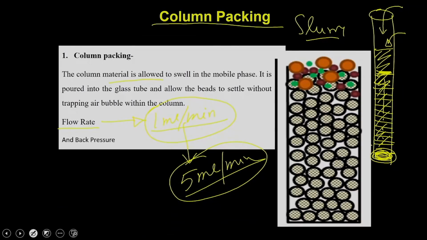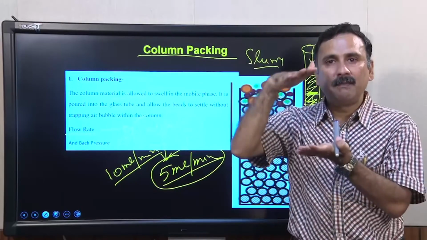For example, if I start running this column at 10 ml per minute, when it is recommended to run it at 1 ml per minute, this means you are applying a lot of pressure onto this column. Suppose the column is 25 ml. As soon as you apply a lot of pressure, this column will turn into 22.5 ml, which means 2.5 ml of beads are going to be compressed.